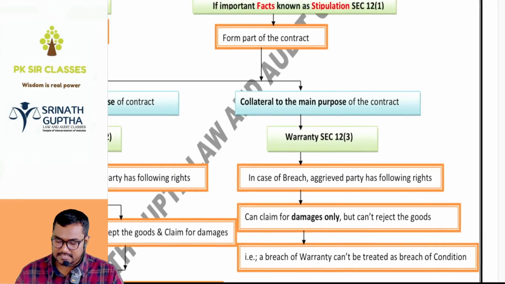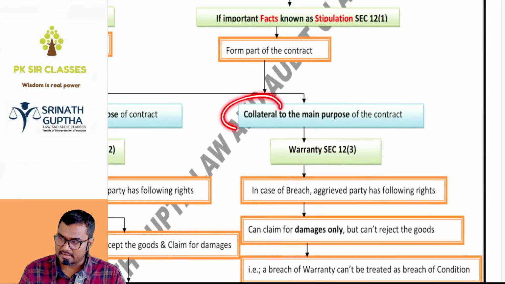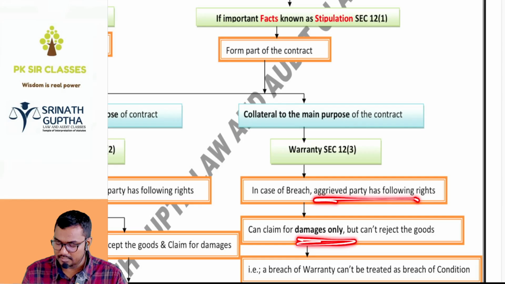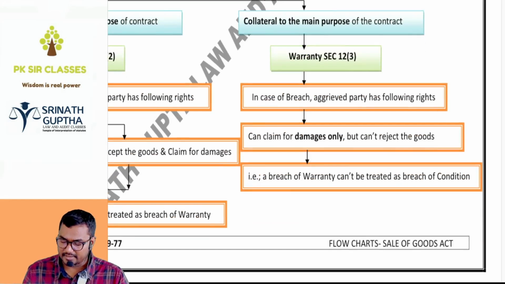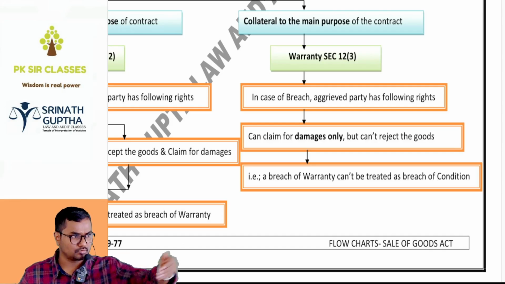So, warranty is a stipulation which is collateral to the performance. In case of breach of warranty, you cannot rescind the contract. You can claim only damages because it is only collateral. Breach of warranty cannot be treated as breach of condition. And you purchase the bike because the clutch is so tight. Can you rescind the bike? If you go to the workstation, they will fix it.